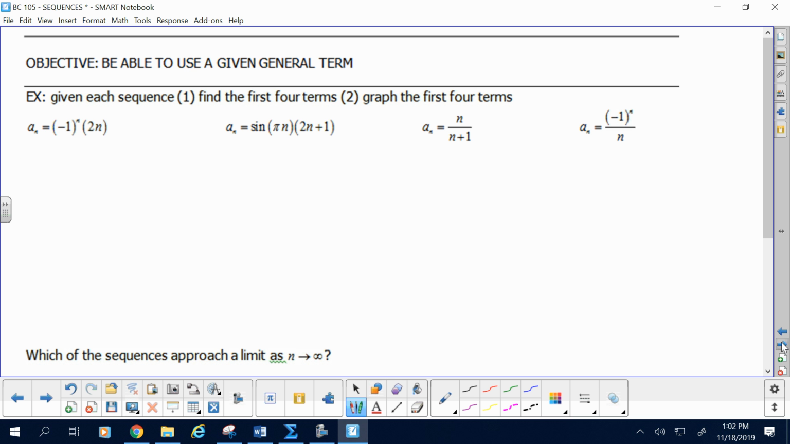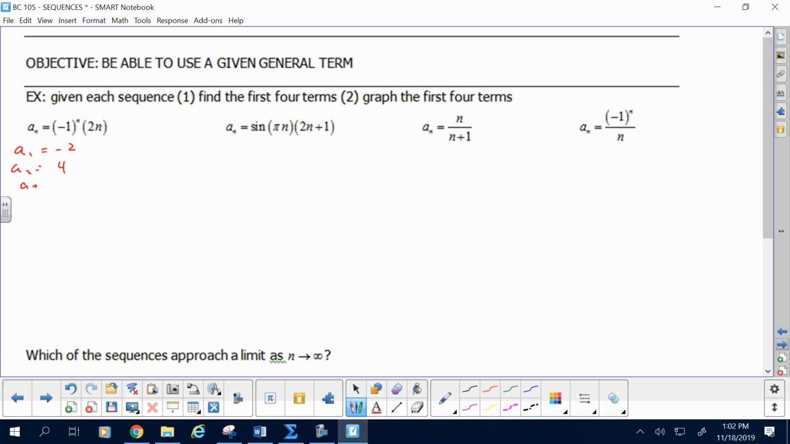All right, so let's start off with some softies, and these are comically easy. I think you'll find most of them. Given each sequence, I give you the general term, find the first 4 terms, and then graph. So I'll do one together with you. A sub 1. Assuming that n of 1 is the first value in, what do you get when 1 goes in? What's the first term in the sequence? Negative 2. What's A2?